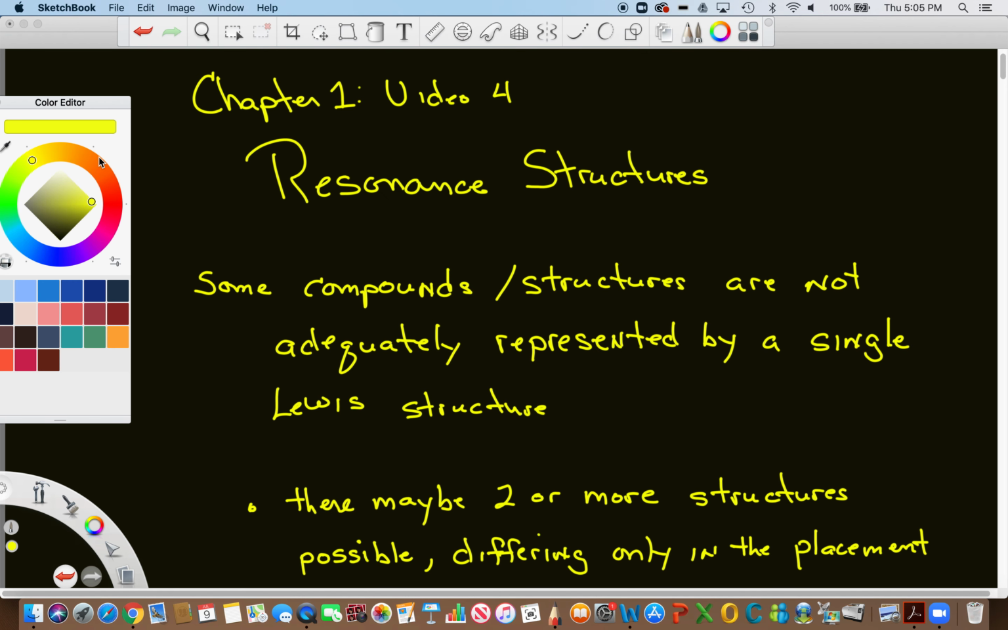Chapter 1, I think this is video 4, doesn't matter, resonance structures. And resonance structures are extremely important because the more structures you can draw for a given compound or ion, the more stable it is. Some compounds and structures are not adequately represented by a single Lewis dot. And that's what we're going to find out, and most of these are going to be ions.